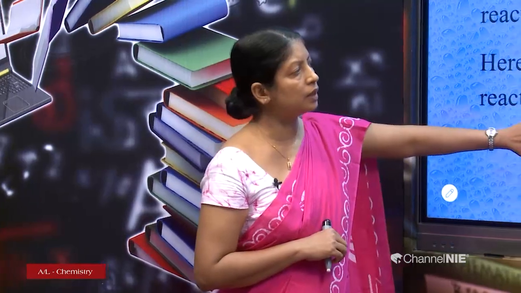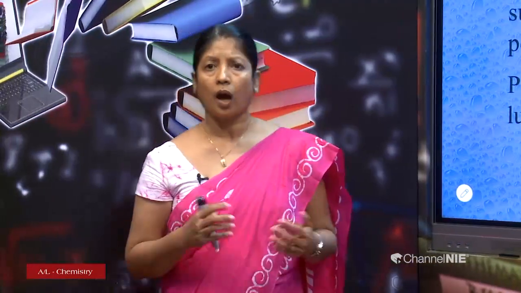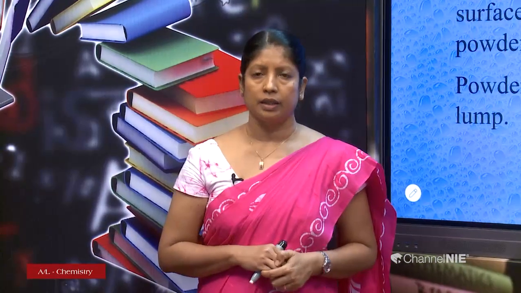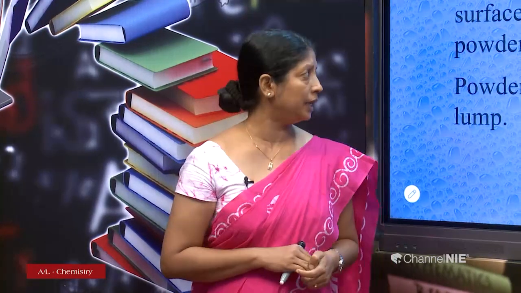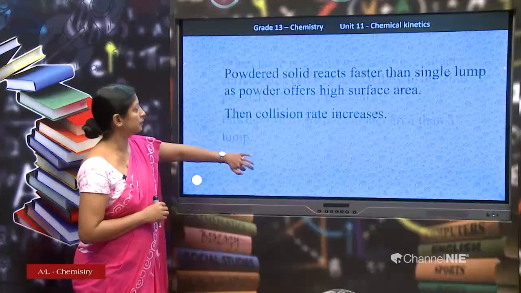Let us see the reason for the increase in rate when you have a higher contact surface area. How do we increase the contact surface area? The contact surface area of a solid can be increased by introducing it in a powdered form. The solid can be used as a lump or as a powder. When you convert the lump into a powder, the contact surface area of that solid increases. So, if the contact surface area is high, you get more frequent collisions on it, then the reaction rate increases.